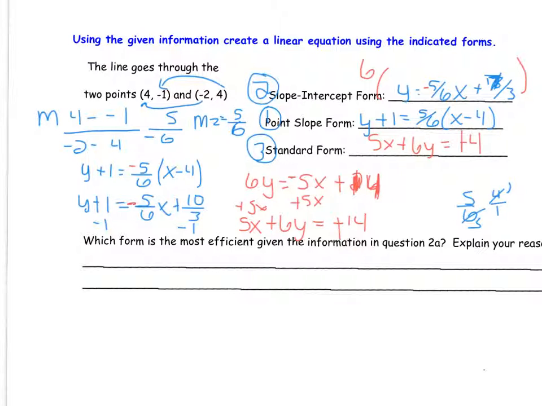And then I had to get the y by itself, so I subtracted 1. Remember, 1 is the same thing as 3/3. So now I had, for my slope-intercept form, y equals negative 5/6 x plus 7/3. So I'm really hoping that that is correct.